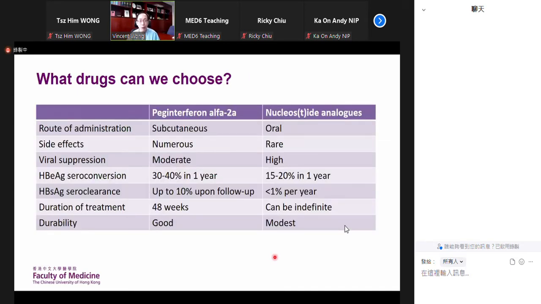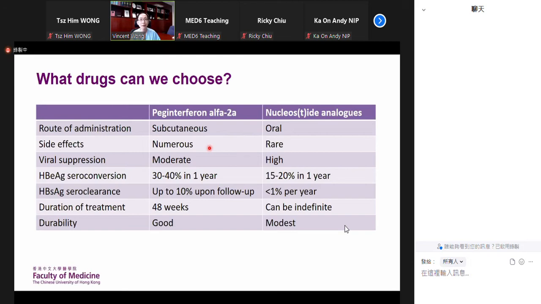Now, I wouldn't require you to remember all the drugs that we have in the market, but you can divide the antiviral drugs for chronic hepatitis B into two main classes. The first class would be PEG interferon alpha 2A. It is an immunomodulatory agent to stimulate the immune system to fight against the virus to clear the HBV from the body. It is given subcutaneously, and the treatment duration is 48 weeks. Now, because of the immune response, there are numerous side effects. Many are immune-driven, like fever, headache, myalgia, but some people may also have thyroid dysfunction.